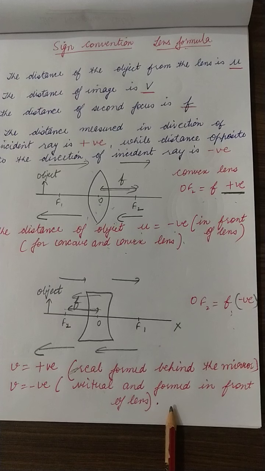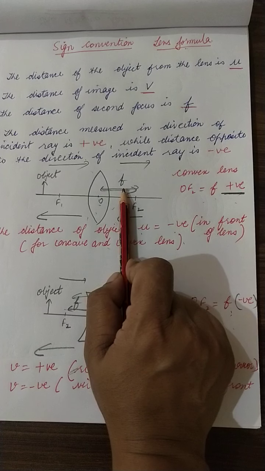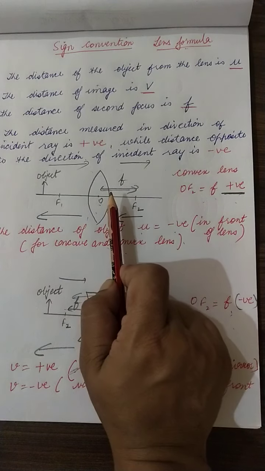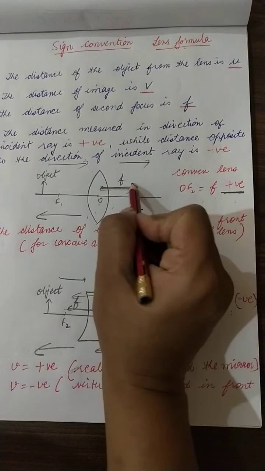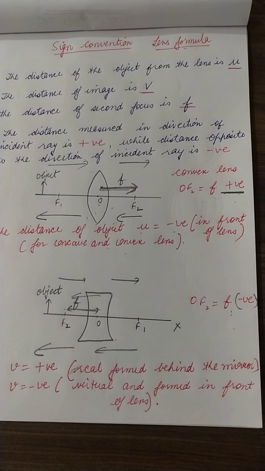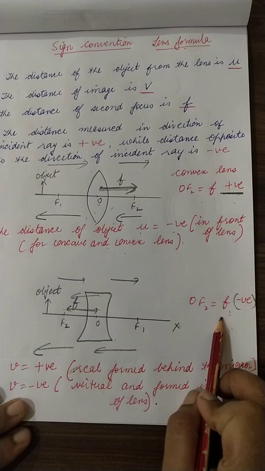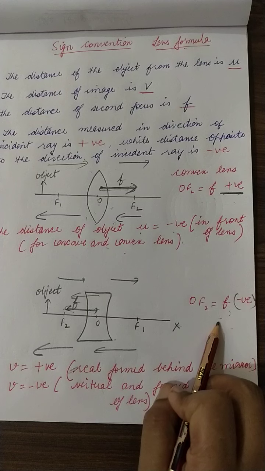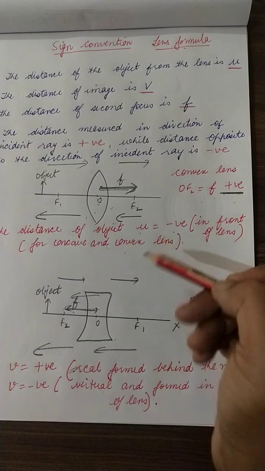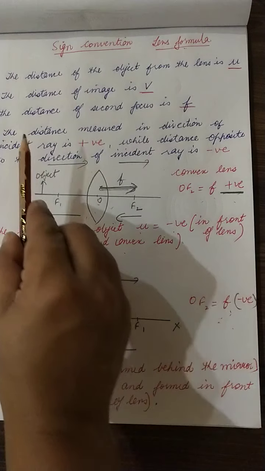One more time I'm repeating the whole part, right? In case of a convex lens, we take f as positive. Why? Because the images are formed in the direction of the incident ray. In case of a concave lens, the value of f is always negative, because it is opposite to the incident ray. Now u in both the cases, concave and convex lens, is negative. Why? Because the object is in front of the lens.